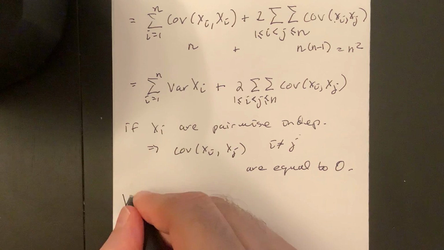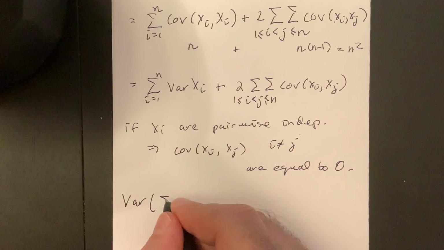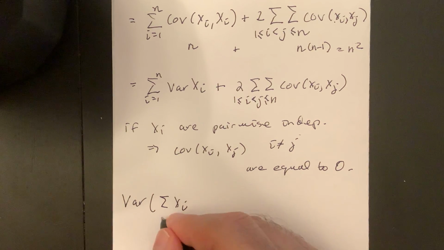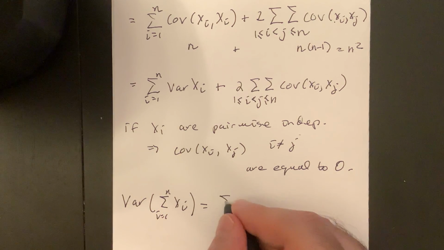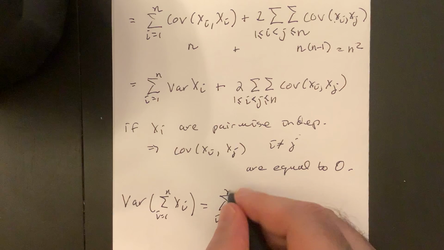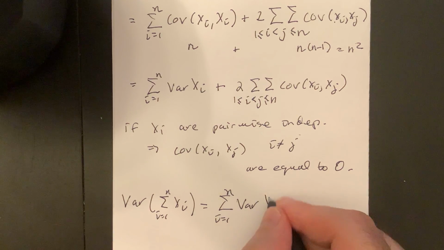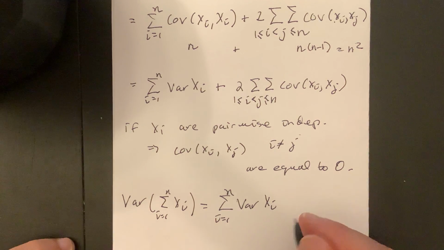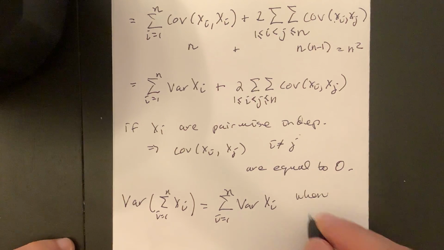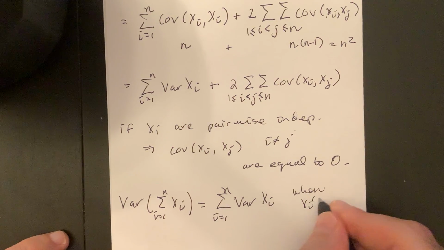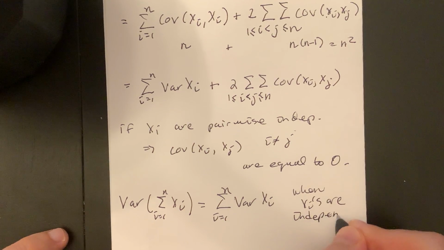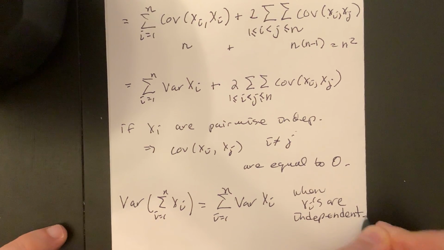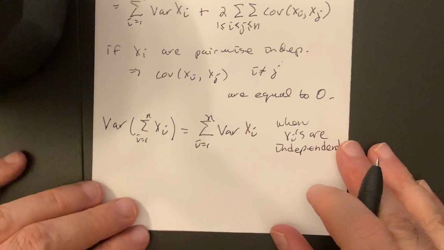So the variance of the sum equals the sum of the variances, when the xi's are independent, or just pairwise independent. Okay, that's a big result.